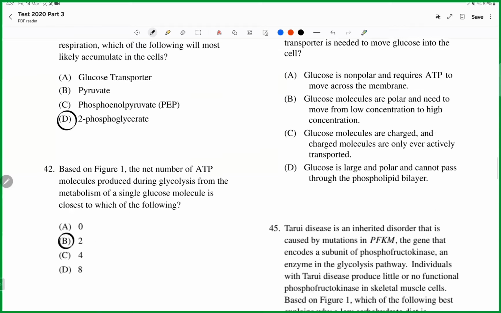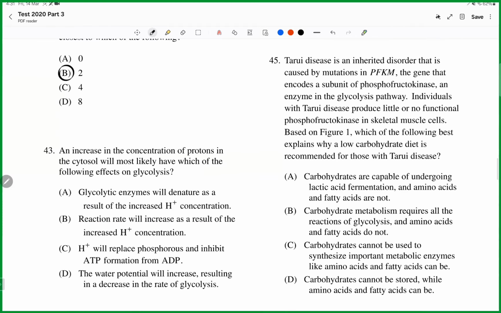Okay. An increase in the concentration of protons in the cytosol will most likely have which of the following effects on glycolysis? If you have more protons, what happens to the pH? Becomes less. Is that a good thing? Look, a pH change is never good. It's like having a temperature too high, for example. Which is not good. So what's the answer?